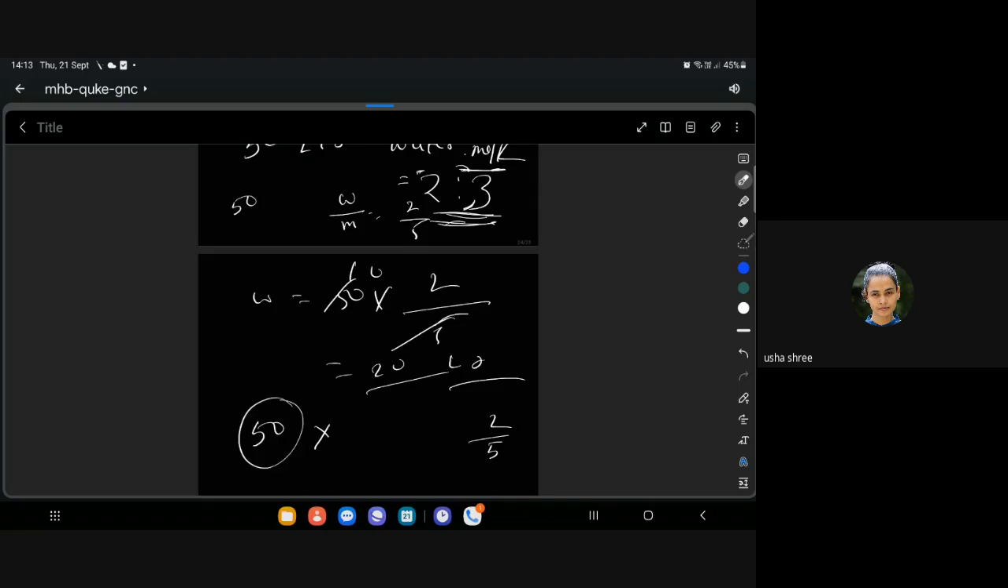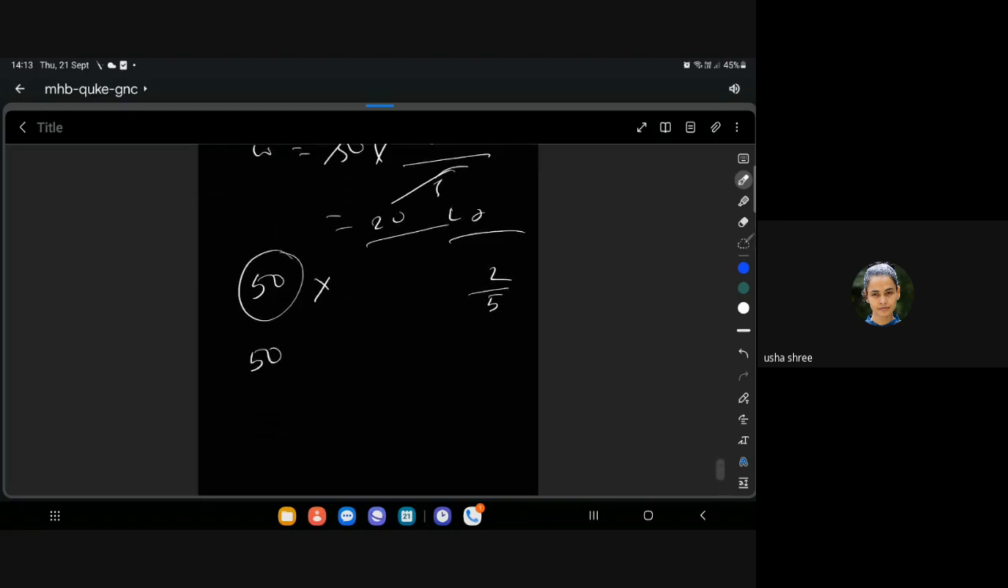This is the meaning. See, in the 50 liters of mixture, water is to milk is 2:3. So what is the amount of water? You have to add both of them, right? Because if you add them, it denotes out of 3 it is 2. So if you see the ratio, you have to add them.